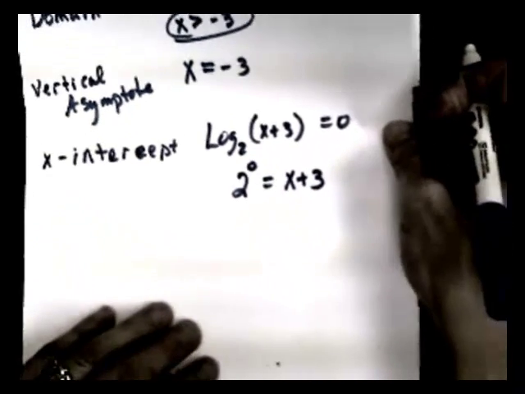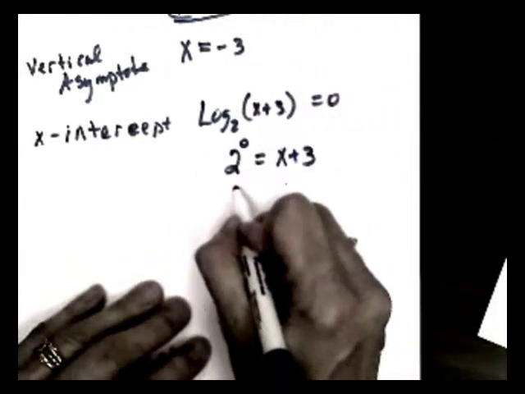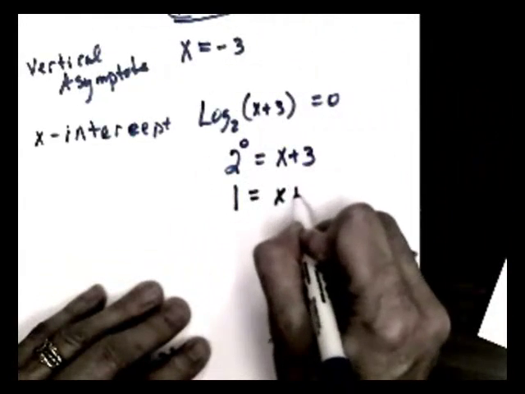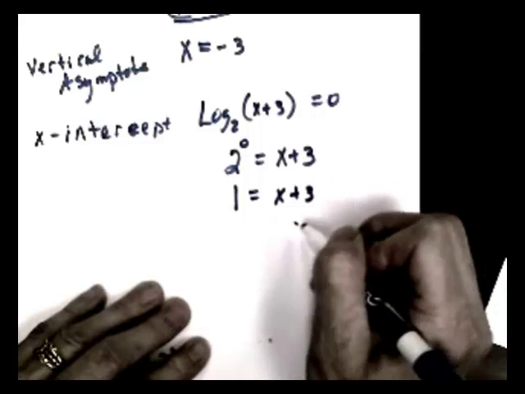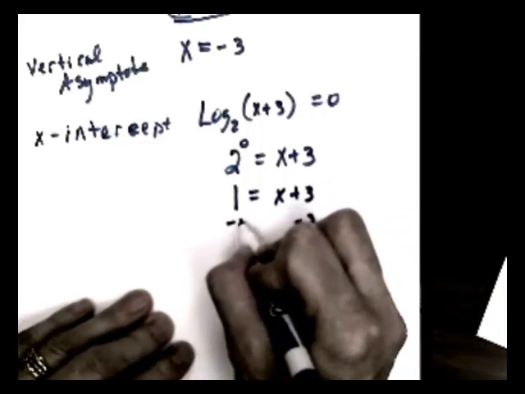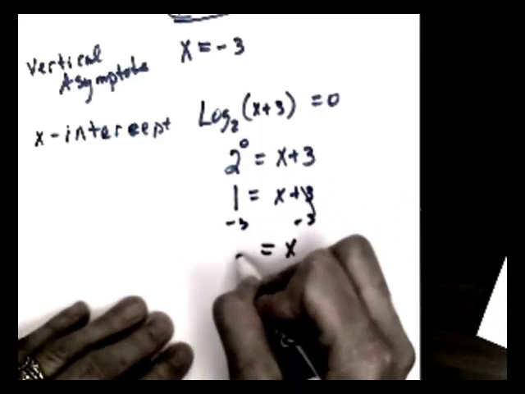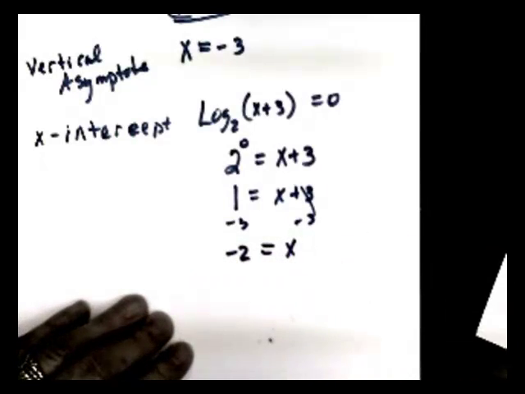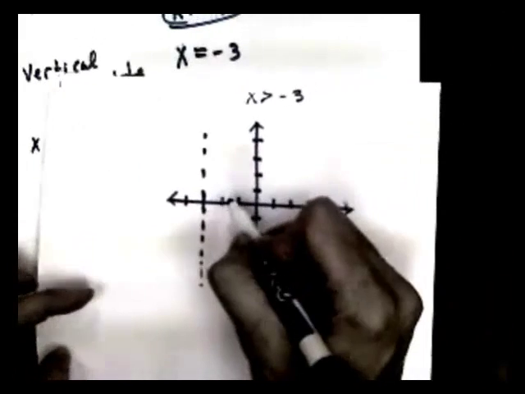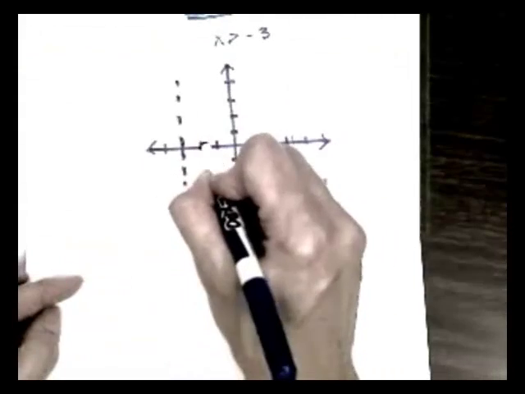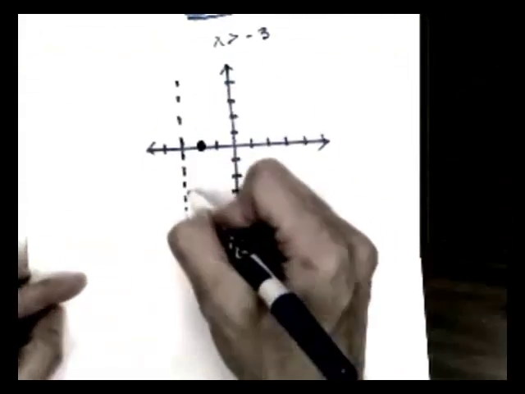Remember also that anything to the 0 power is equal to 1, so 1 equals x plus 3. Subtract 3 from each side, and that shows me that it's going to touch the x-axis at negative 2. So I'm going to touch my x-axis right here at negative 2. I know that. I know I've got this line.